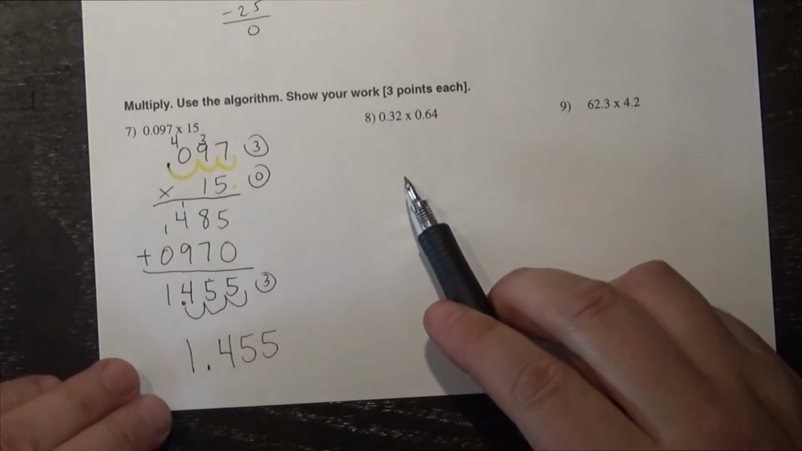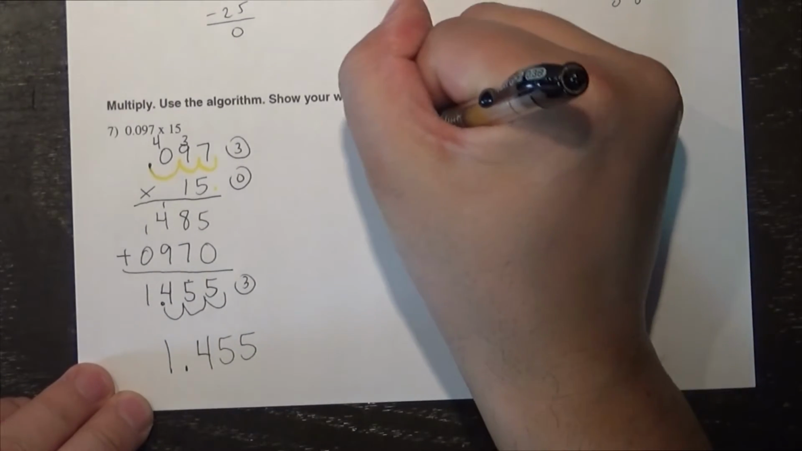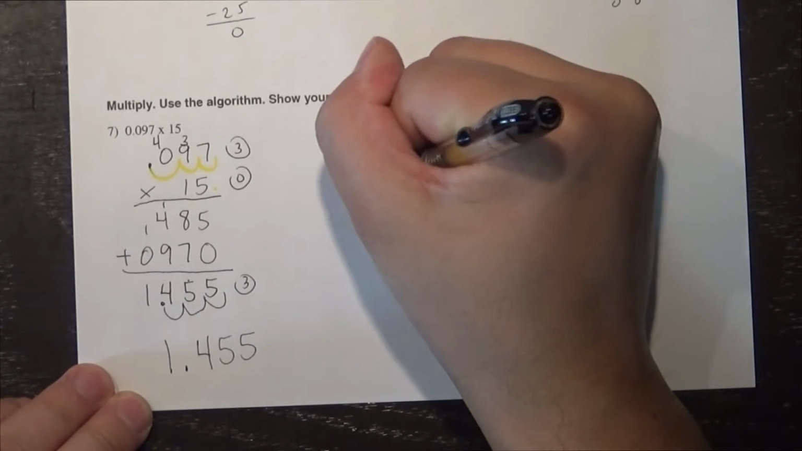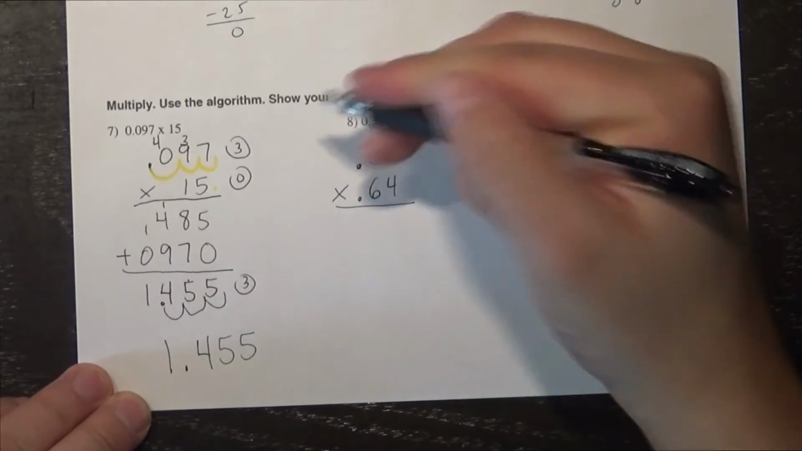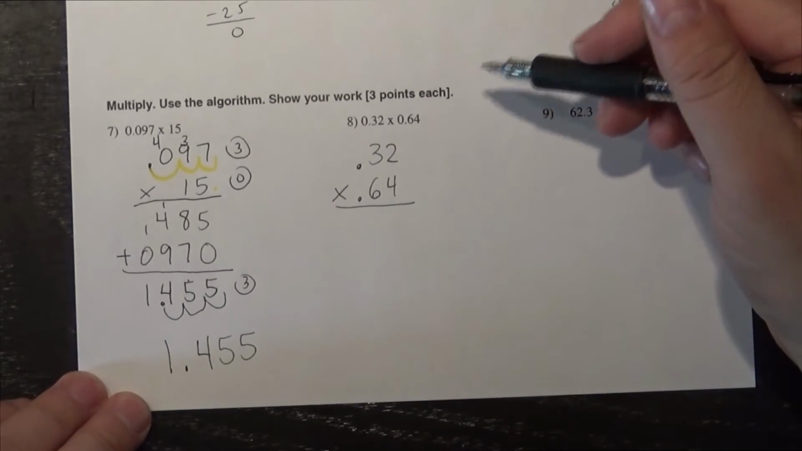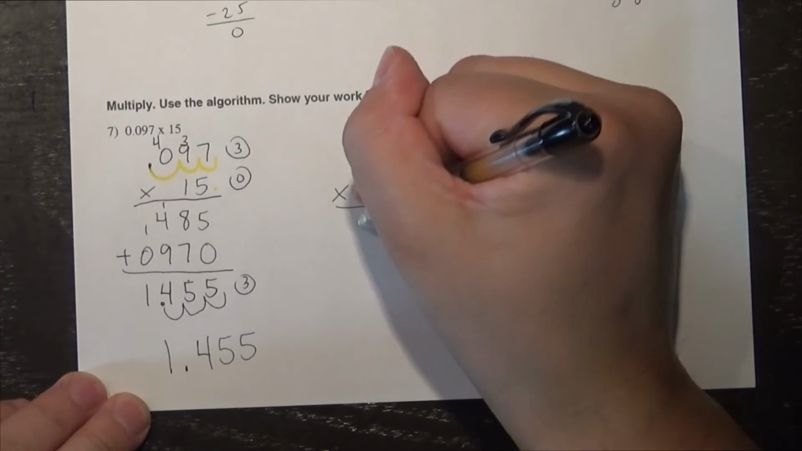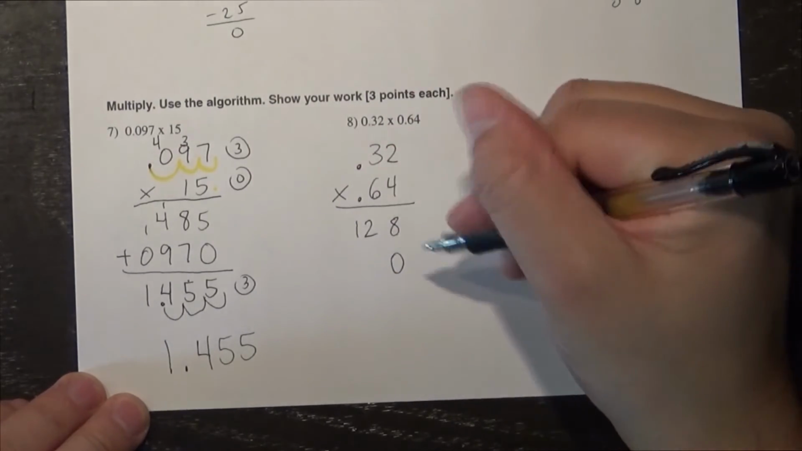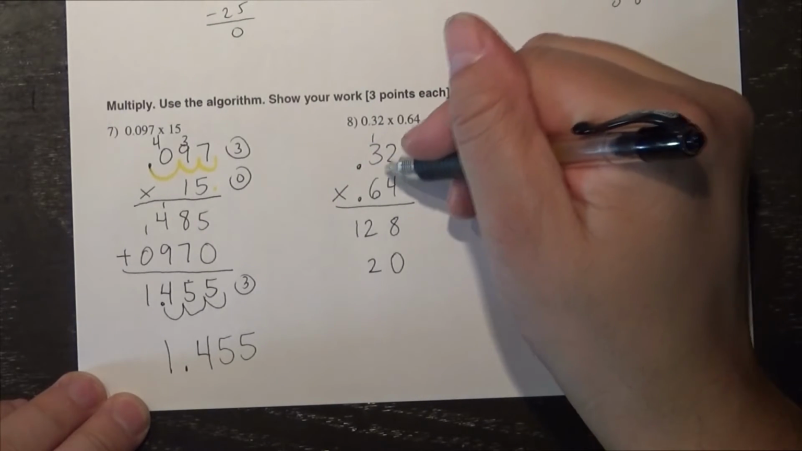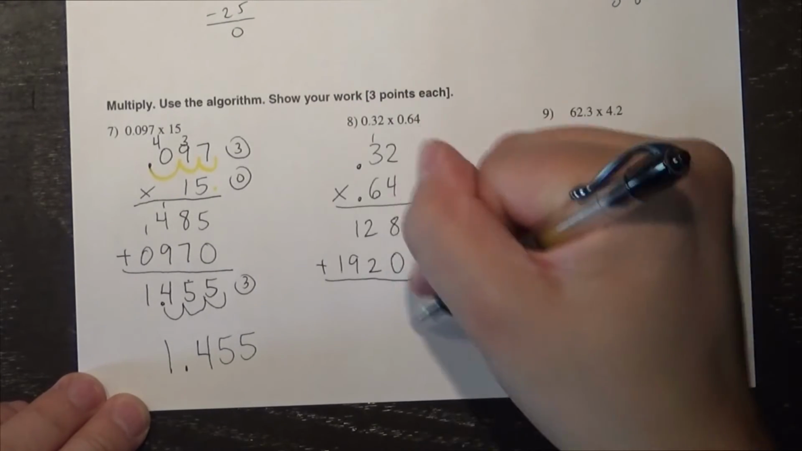Take a look at number 8. We have 32 hundredths times 64 hundredths. So it's going to work out that these are going to be lined up just because of the numbers that are given here. But I'm not doing that intentionally. I never have to worry about lining up decimals when I multiply. So 4 times 2 is 8. 4 times 3 is 12. Add my placeholder 0. 6 times 2 is 12. And 6 times 3 is 18, plus 1 is 19. Now I can add them together.